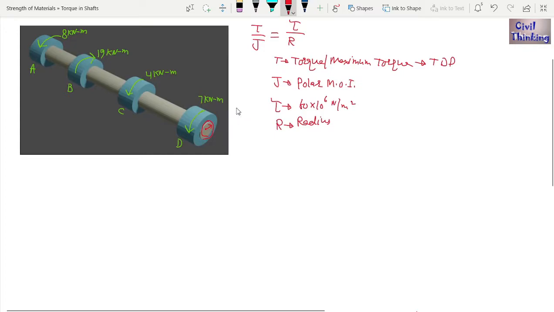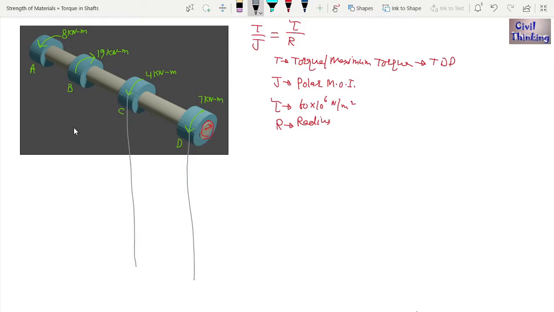Now let me draw the torque distribution diagram. Let me draw these lines, they will help me draw the diagram. This is the baseline. Let me extend them to lower points. This is the torque distribution diagram.